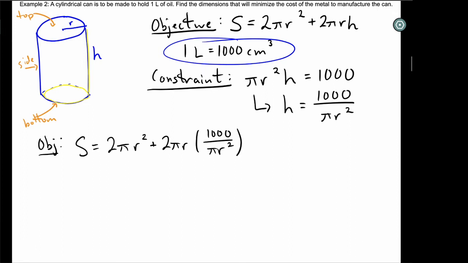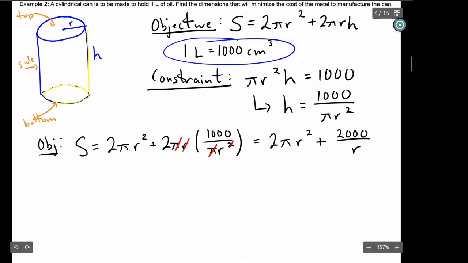Then let's see, what can we cancel here? The pi's cancel, and this r cancels the square. And so we can simplify this to be 2 pi r squared plus 2,000 over r.